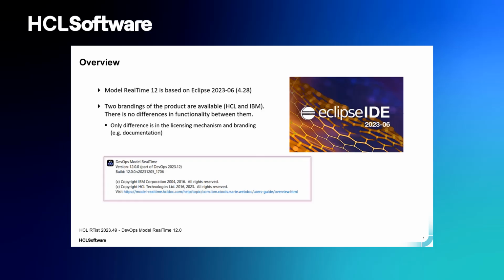Eclipse version is called 2023-06. And in this bundle that you will see in the About dialog, it's called DevOps 2023-12. And there will basically be one such quarterly release, once every quarter, where Model RealTime will be part of that. So next time it will be after the first quarter, and then it will be called 1201 and so on.